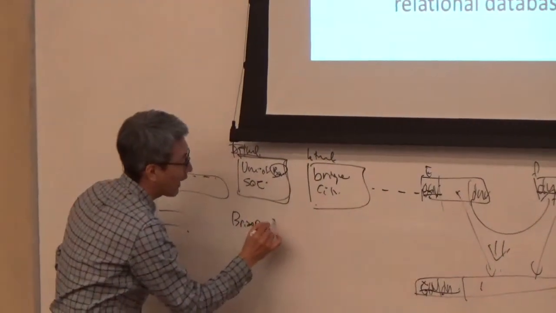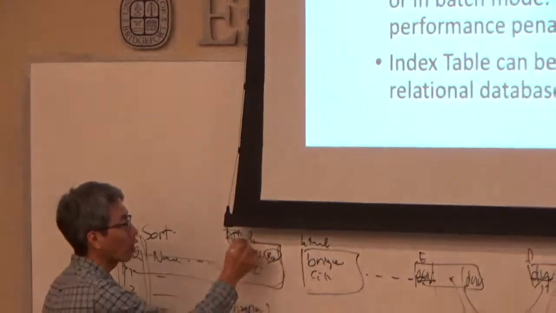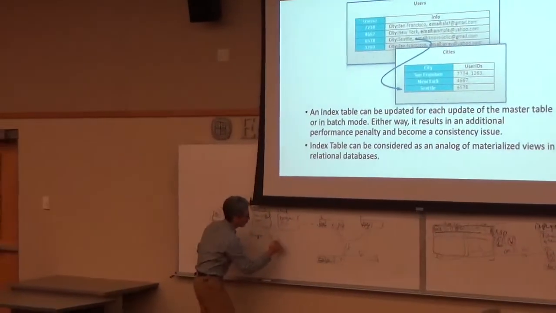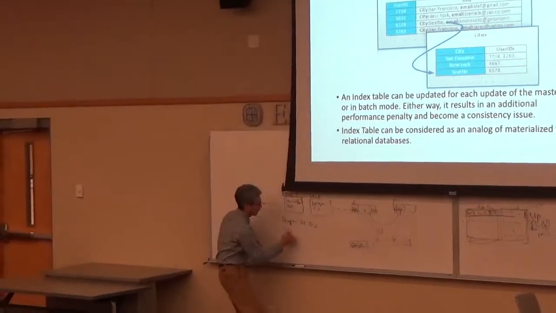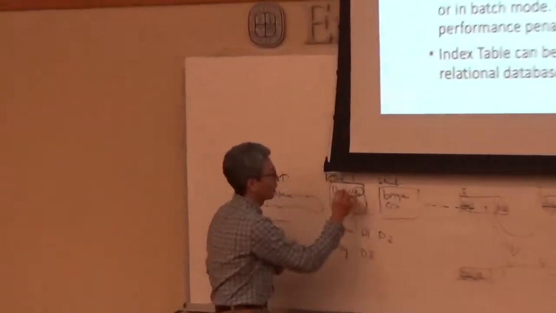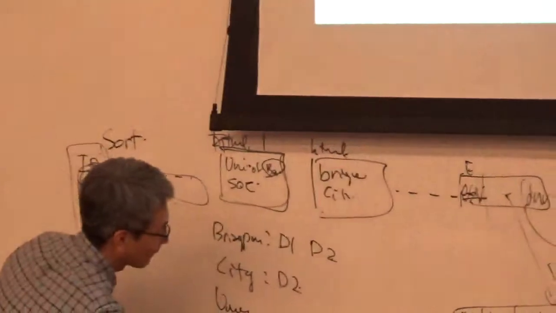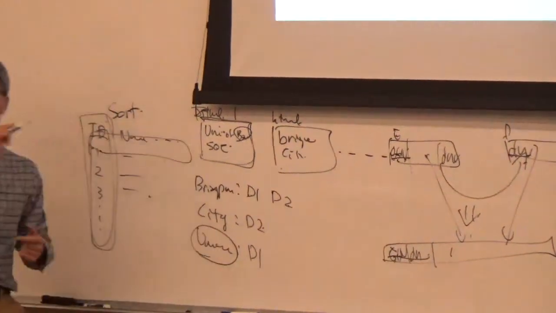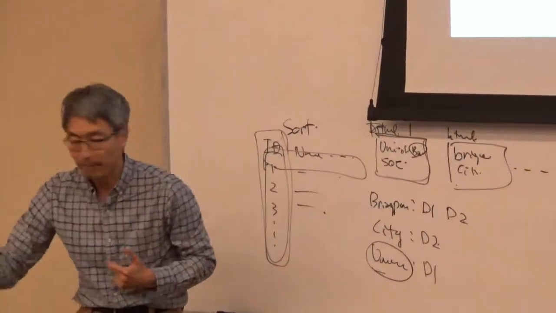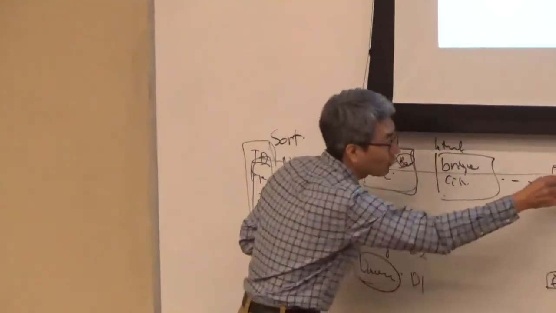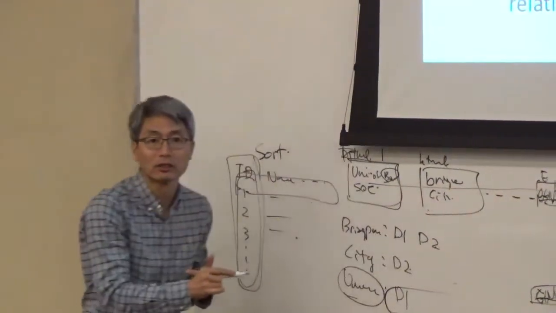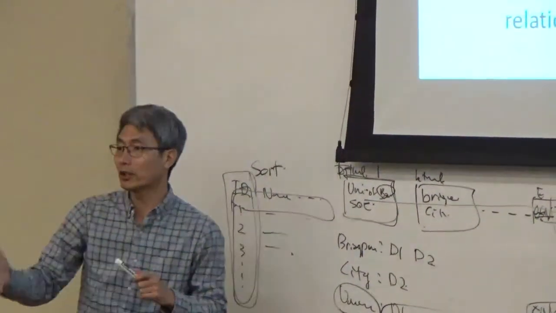And Bridgeport is in document number 1. Document number 1, document number 2. And the city is in document number 2. And the university is in document number 1. Then when this keyword is used for search, we don't have to retrieve the entire document, just return this result. So this is called the inverted index.